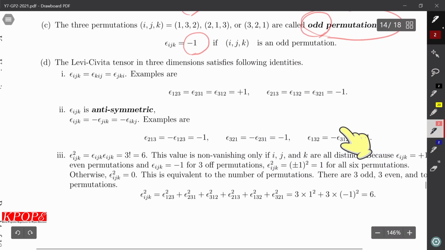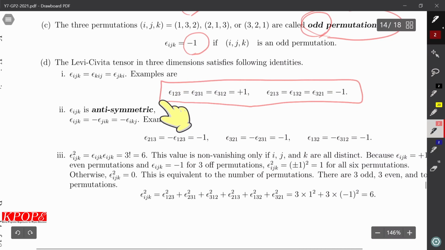Levi-Civita tensor is not vanishing only in these 6 cases. This is 1, 2, 3, 2, 3, 1, 3, 1, 2, cycling. 2, 1, 3, that is exchanging 2 and 1. 2, 3, 1 here. 1, 3, 2. 3, 2, 1, they are the negative. This is positive. So this is an even permutation, an odd permutation.